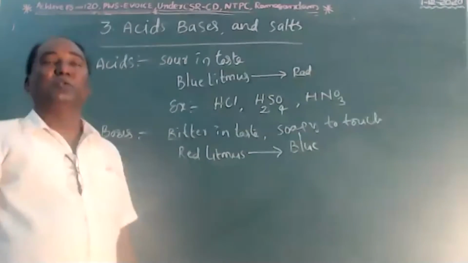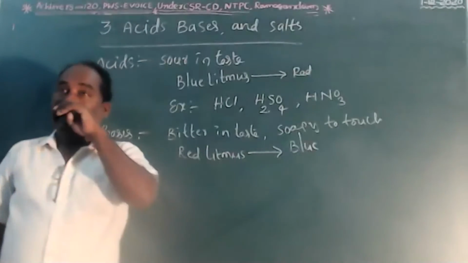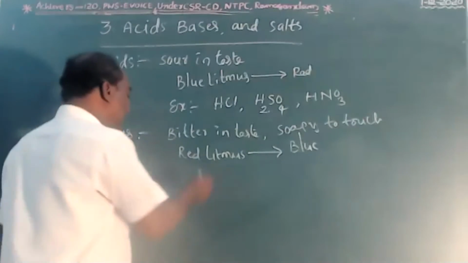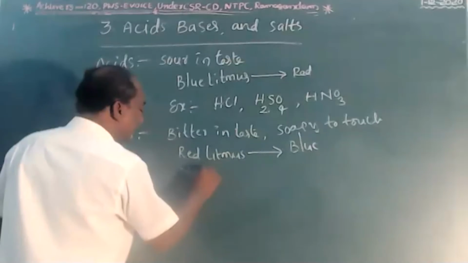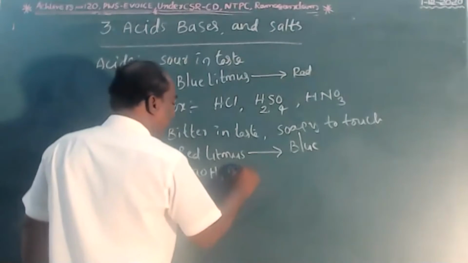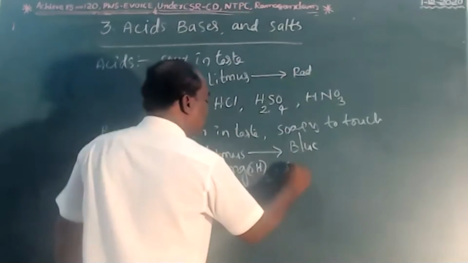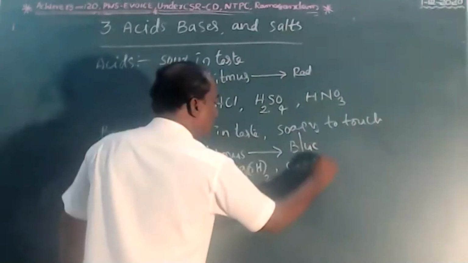Examples of bases: sodium hydroxide, calcium hydroxide, and magnesium hydroxide. Sodium hydroxide is NaOH. Magnesium hydroxide is Mg(OH)2. Calcium hydroxide is Ca(OH)2.